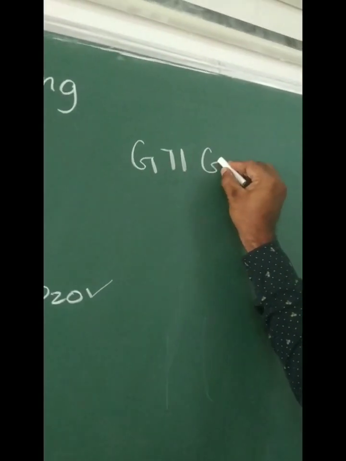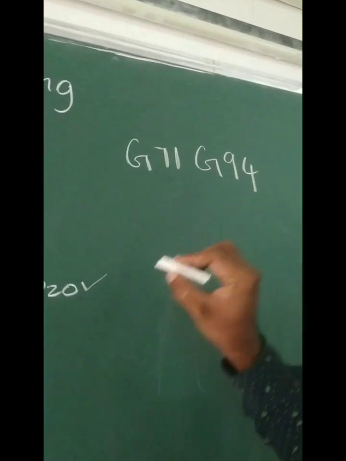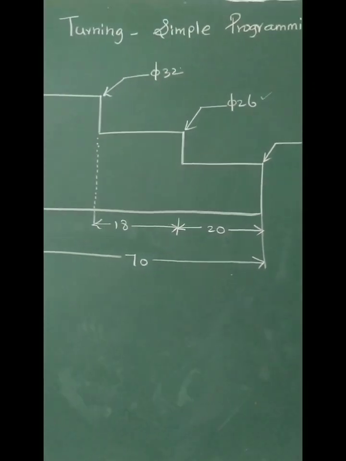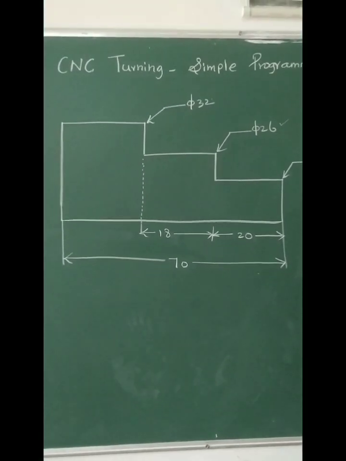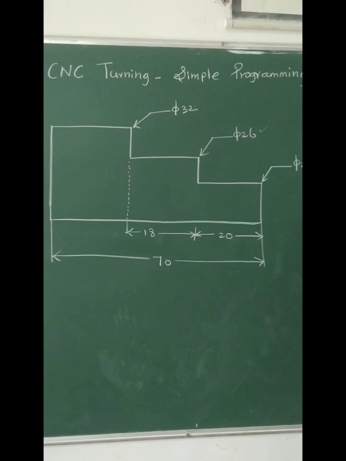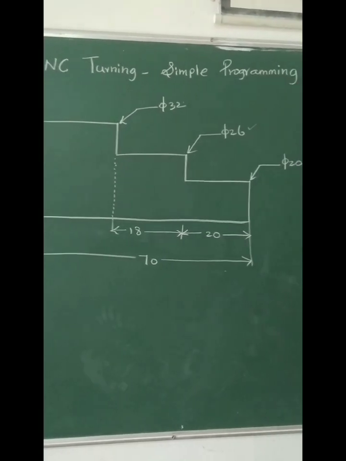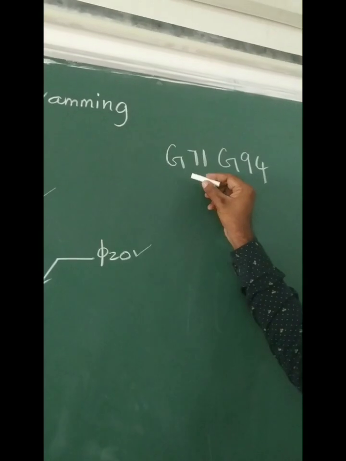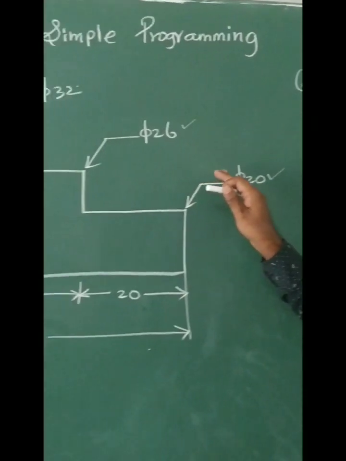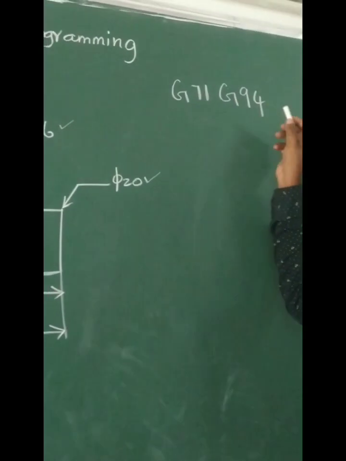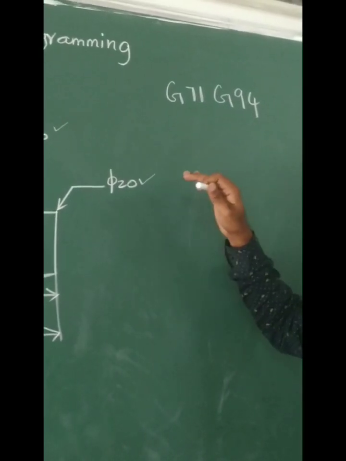G71, G94. The machine will run on the command we give. The machine never thinks on its own, so the only thing is we have to give the command, and based on the command the machine is going to run. So the first command we have given is G71, G94, which means we are entering the dimensions in terms of mm. G71 indicates metric mode. With G94 we indicate the feed.